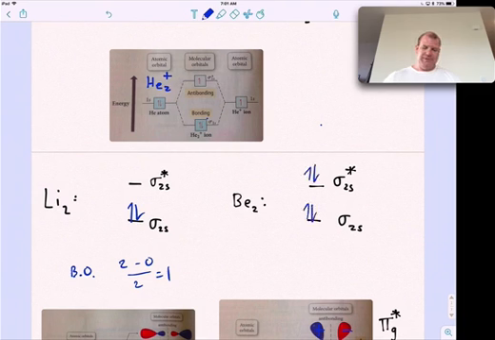Lithium has 1 valence electron each, so 2 valence electrons. Beryllium has 2 valence electrons each, so 4 electrons. This means the bond order is 2 minus 2 over 2, which is 0. Diberyllium does not exist, or at least it doesn't form. Diberyllium plus does. It has a bond order of 1/2.